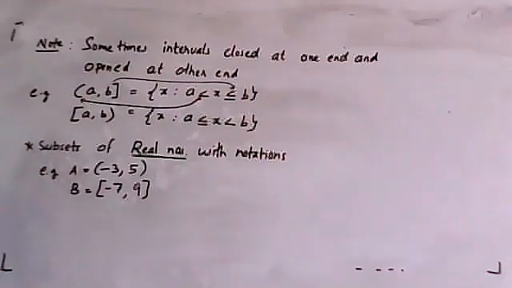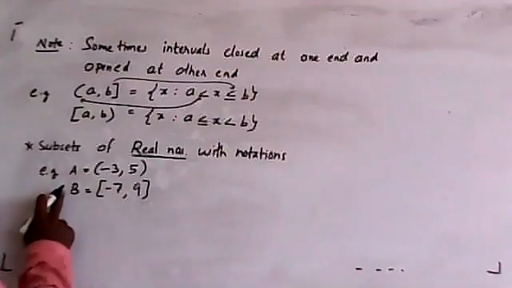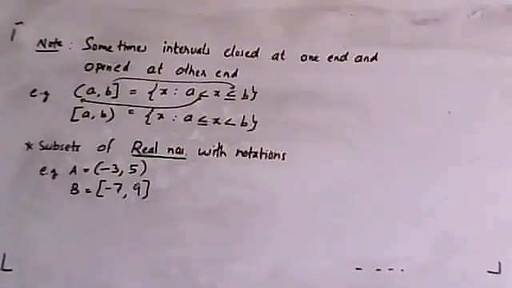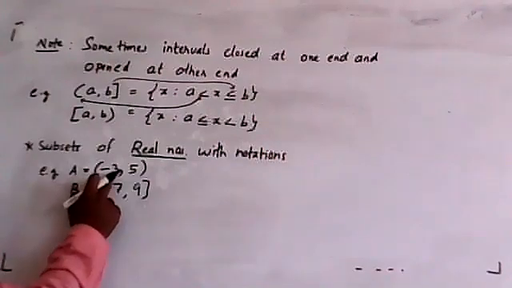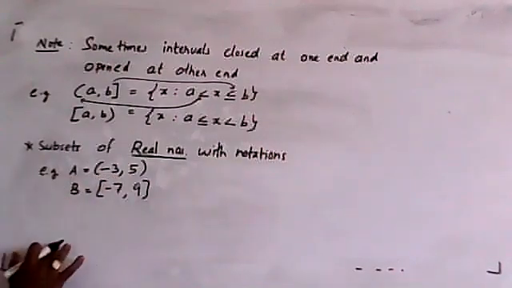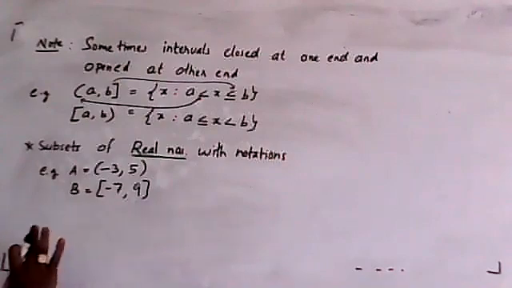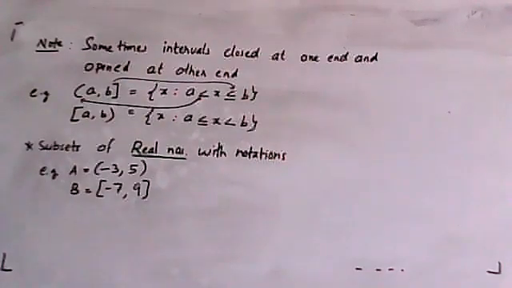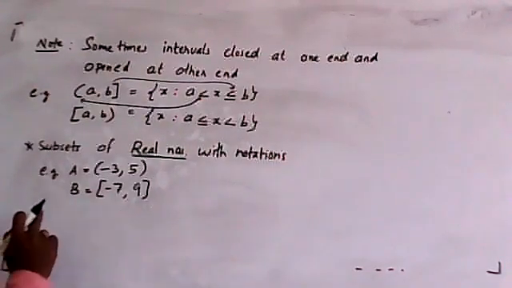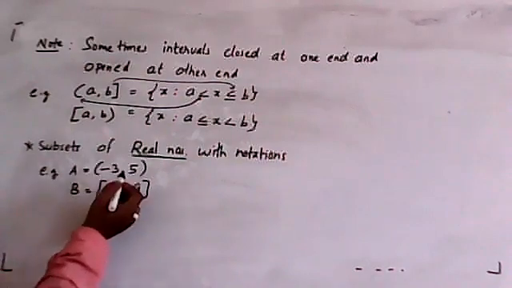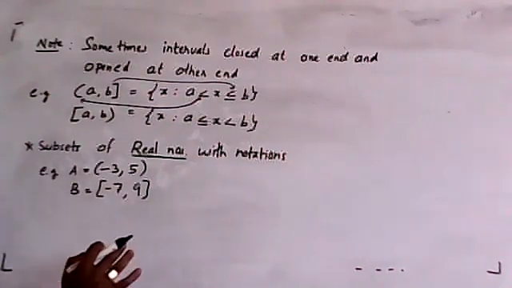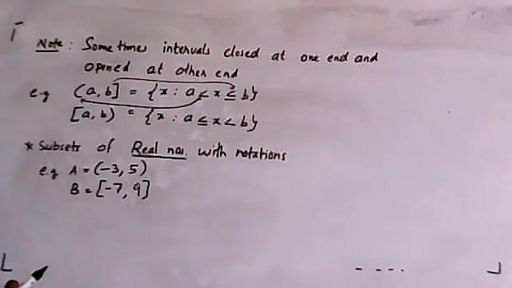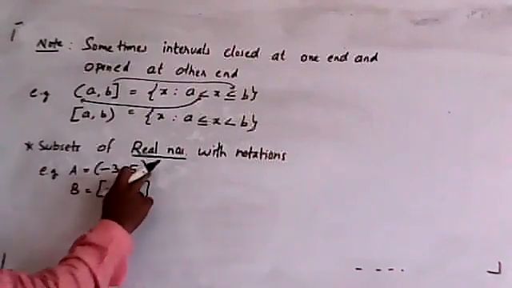See, here I'm asking whether A is a subset of B. Guess now. What do you mean by A, open bracket minus 3 comma 5? What is the meaning? Minus 3 and 5 both are not included. When we start counting the numbers from minus 3 to 5, we will take minus 3 to 5, but we will not include minus 3 and 5. So what is it? The open bracket.